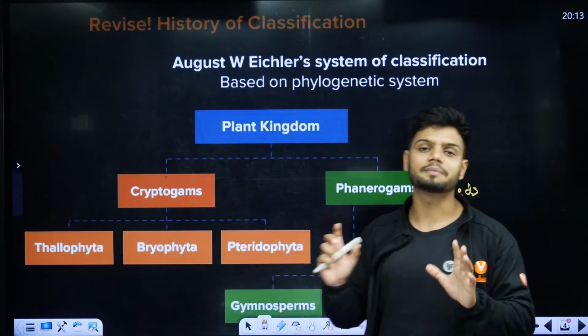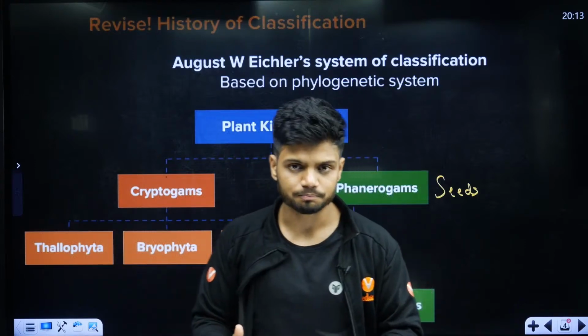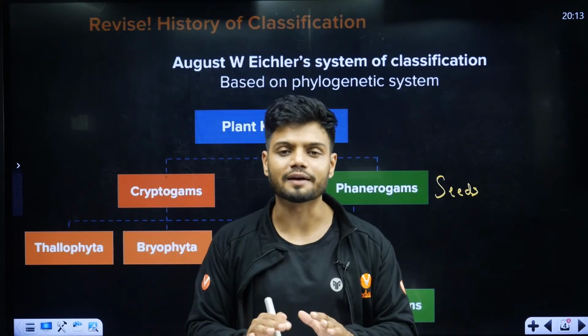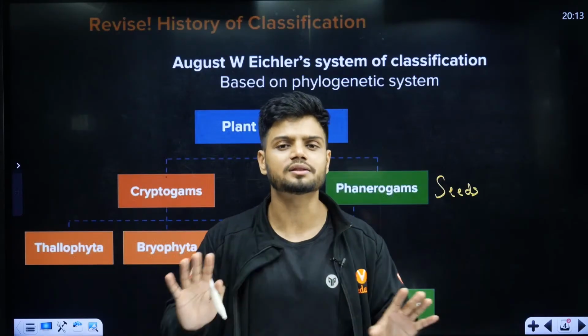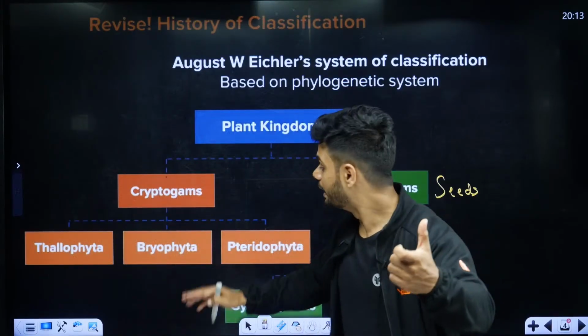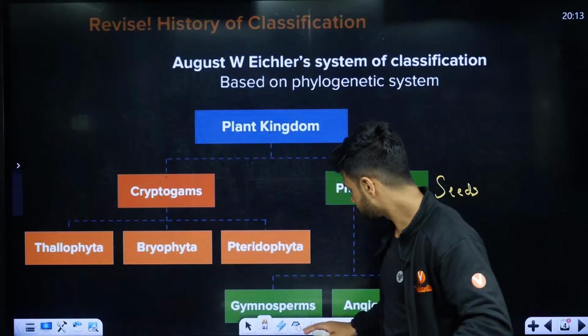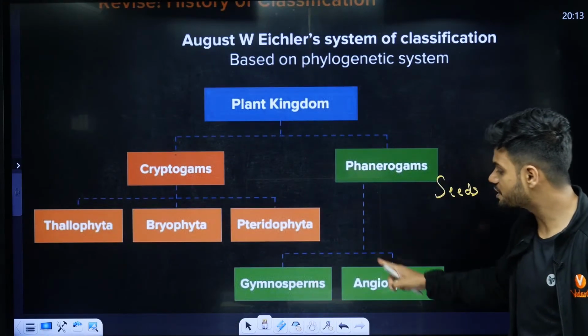Now what does this mean, students? Thallophyta is a group here where organisms will not have any root, will not have any shoot, will not have any leaf, fruit, anything. That is called thallophyta. Bryophyta has bryophytes, pteridophyta has pteridophytes. And under phanerogams, gymnosperms and angiosperms.